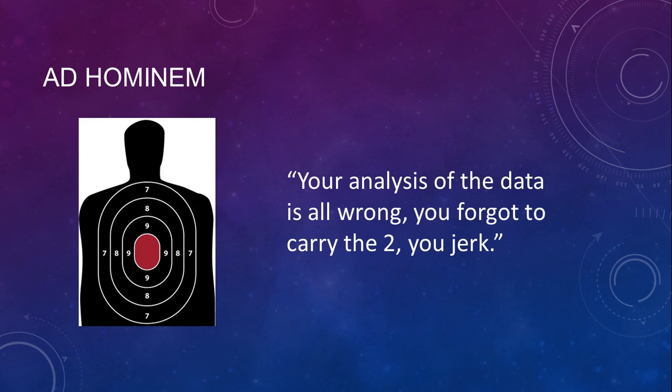They're saying, you made an error, here's my evidence, you forgot to carry the 2, and then they're saying something mean. But they're not saying you're wrong because you're a jerk. So if you said, your analysis of the data is all wrong because you're a jerk, that would be an ad hominem fallacy. That would be an error in reasoning. That they're a jerk has no bearing on whether they got the analysis right or wrong, right? In this case. Yeah? Okay.